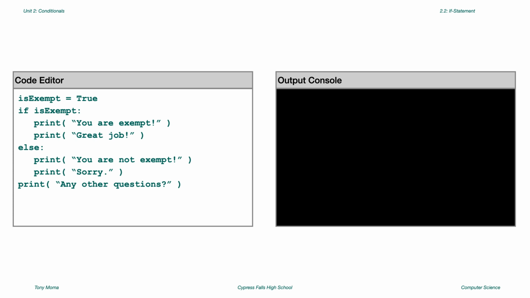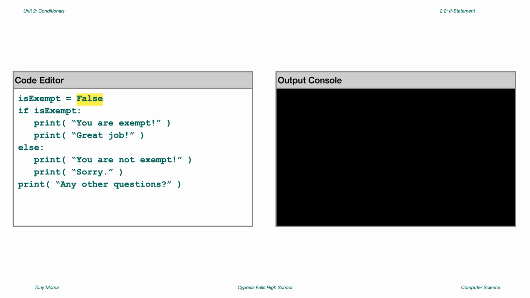Now, since I set isExempt to true back in line 1, that means my condition will evaluate to true, and thus "you are exempt" and "great job" will get printed out, followed by "any other questions", which is not conditional, and thus is going to get printed out regardless.